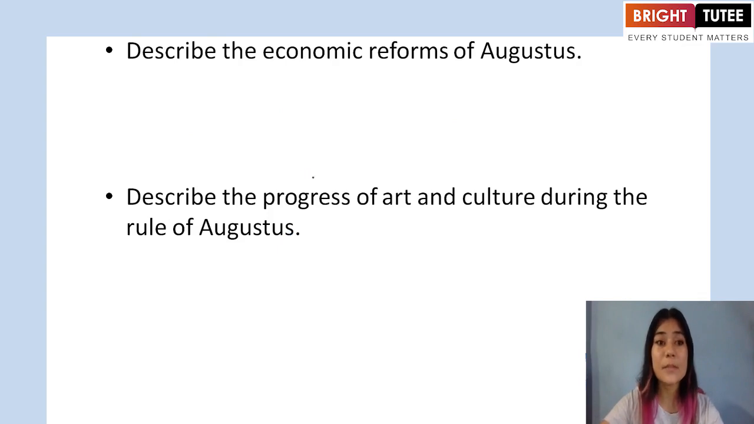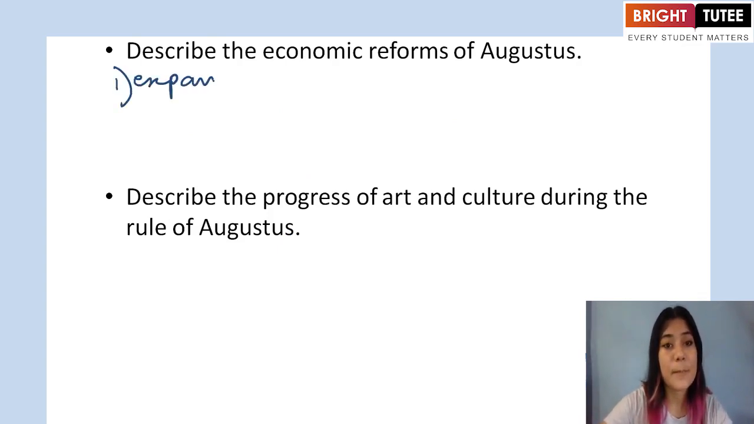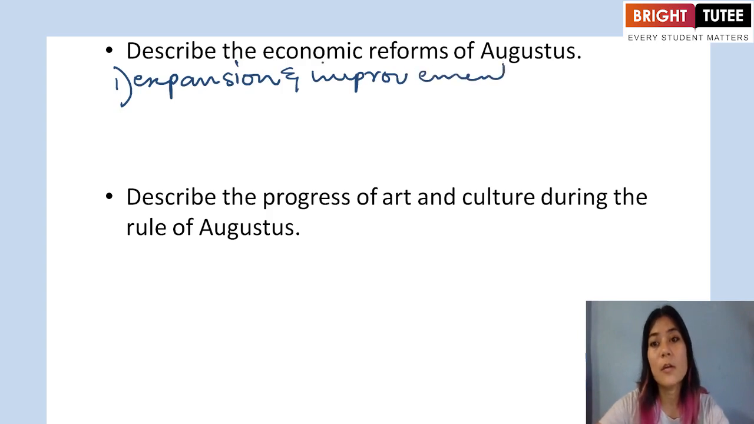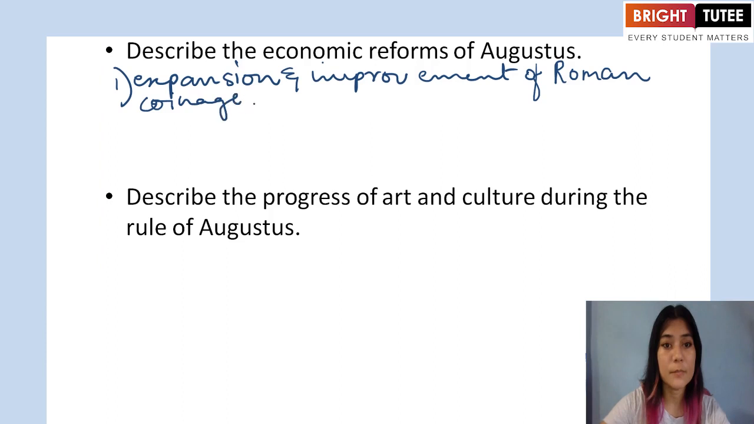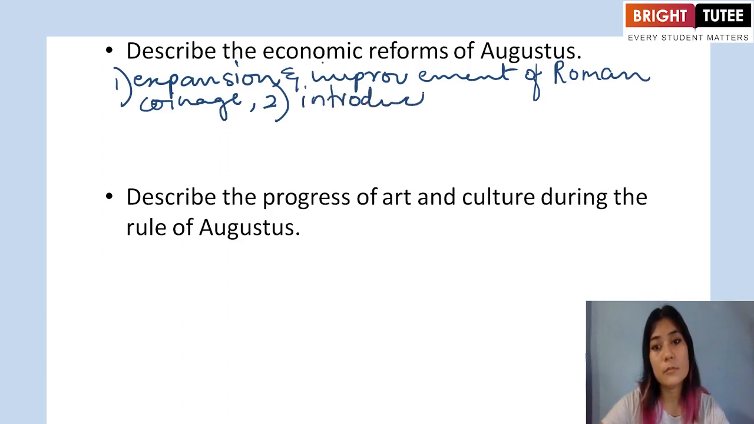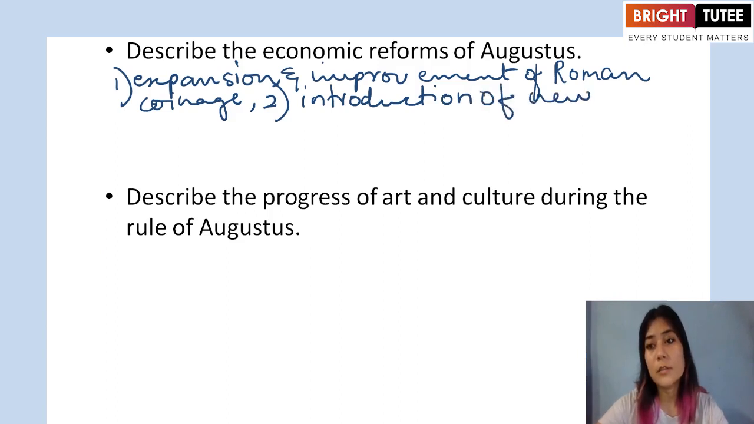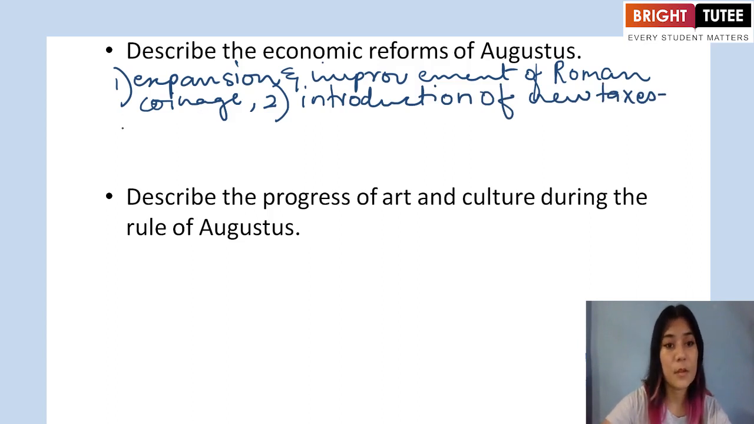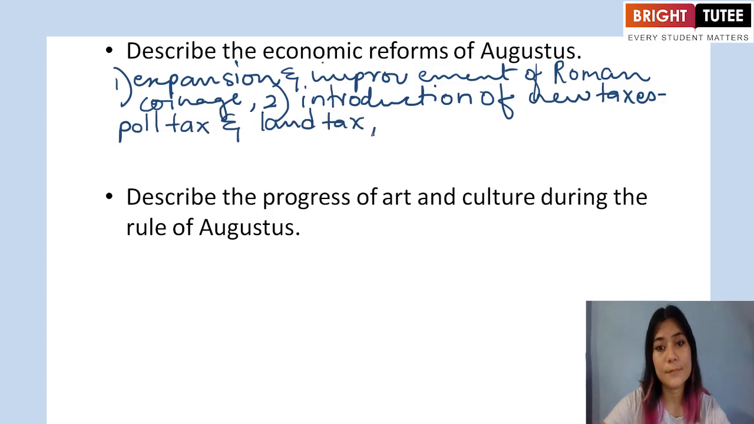The next question. Describe the economic reforms of Augustus. So number 1, expansion and improvement of Roman coinage. Number 2, introduction of new taxes like poll tax and land tax. Okay, so these are the 2 important reforms of Augustus. The next question.